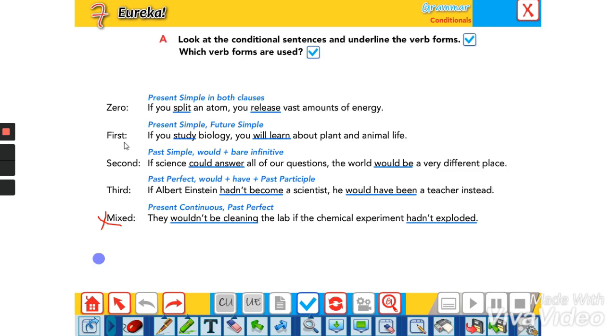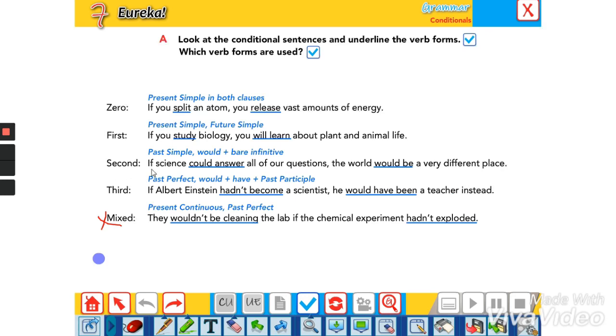Okay, second one, which is the first conditional. If you study biology, you will learn about plant and animal life. So if you study, the verb study is a present simple verb. And the second part in the main clause, what do we have? Will learn, which is the future simple.